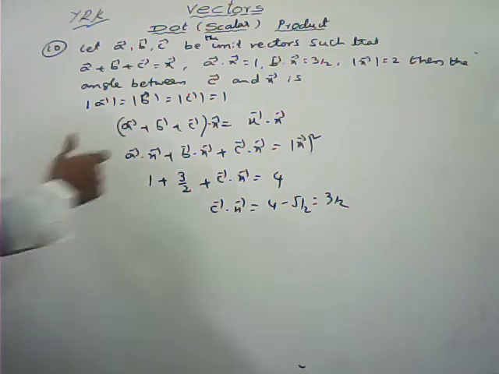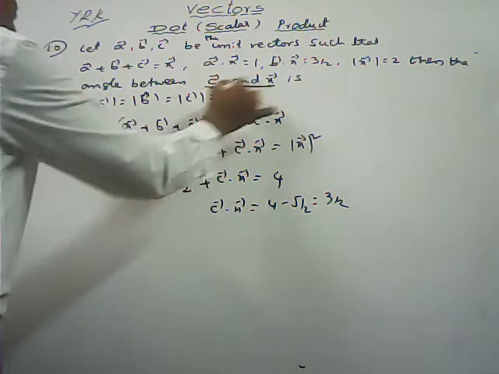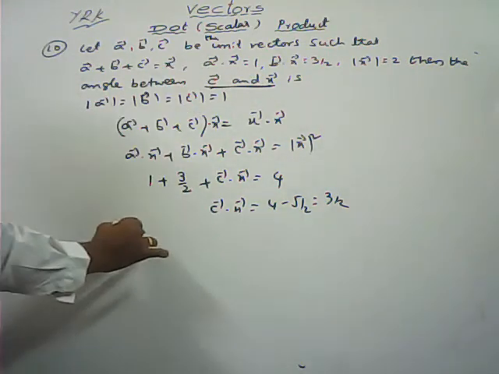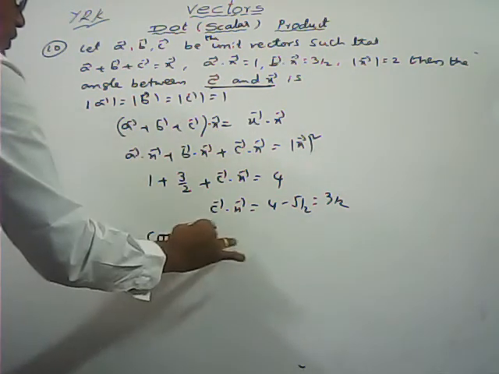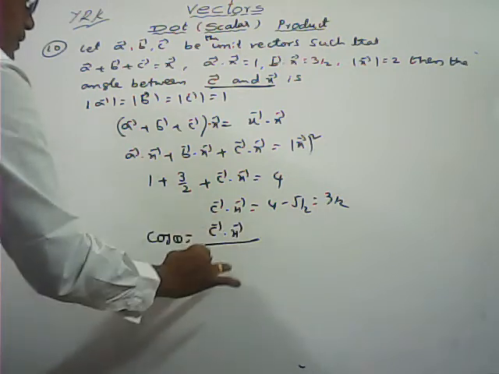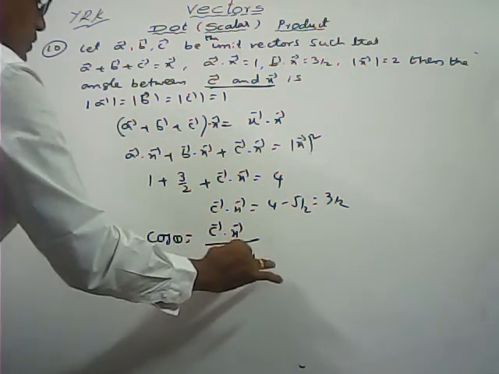Now what they are asking is the angle between these two. The angle between the two I am taking as theta only. So cos of theta is equal to c bar dot x bar by modulus of c bar into modulus of x bar only.